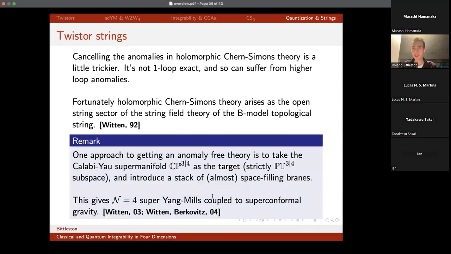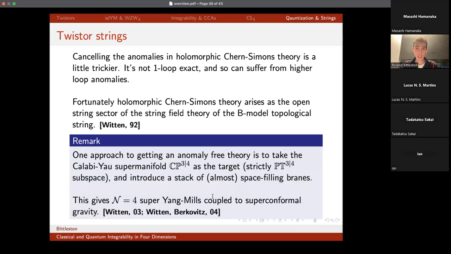Okay, I realize I'm coming to the end of my time, so I'll be quick at the end here. Holomorphic Chern-Simons theory is a much more complicated beast. It's not one loop exact, and it can suffer from higher loop anomalies. This is not something we necessarily think about very much, but it's certainly true that you can get anomalous variations of Feynman diagrams at higher loops.